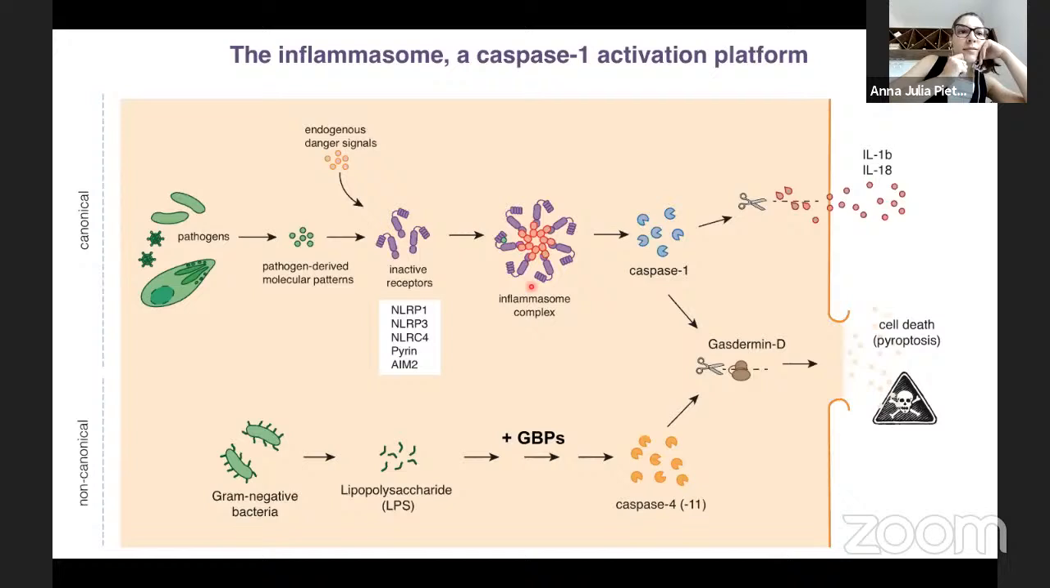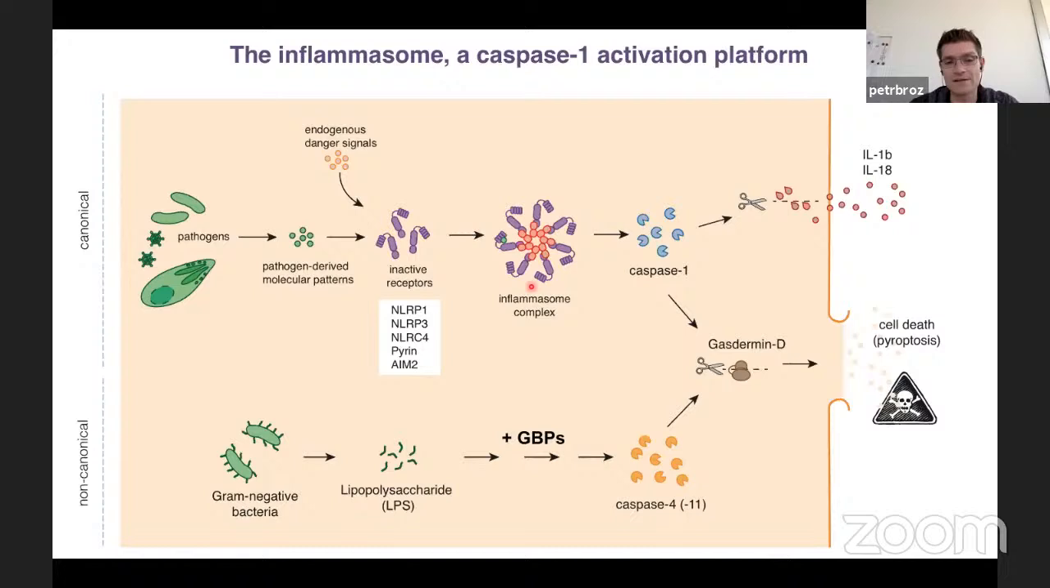I do have a question about that. For how long do you think this ASC speck stays active in the cell? It's usually used for identifying inflammasome activation, so is there a timing that is more appropriate for finding it in the cell or not?